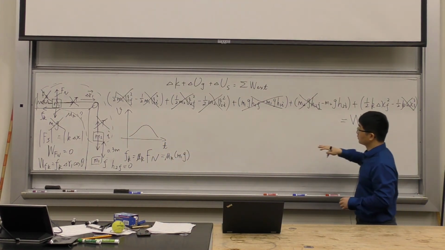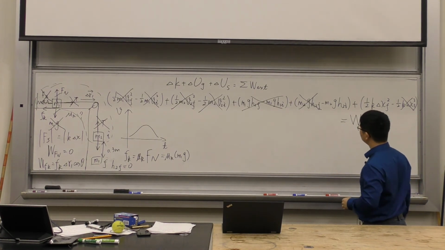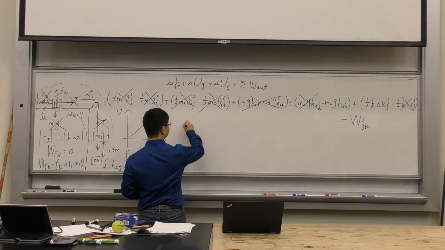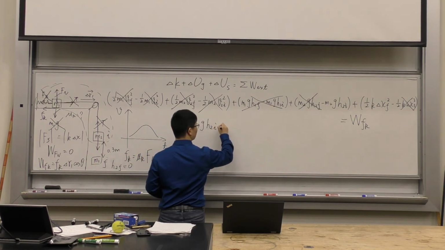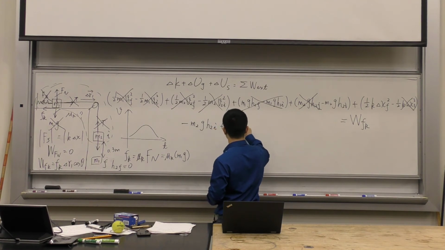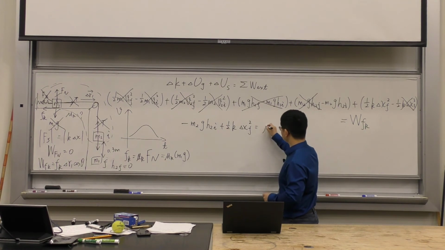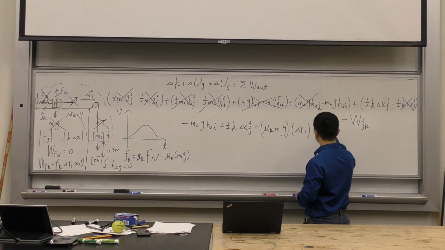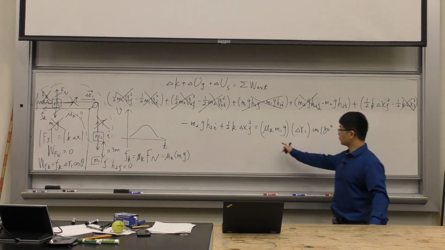Now let's put everything together. You see that we started with 10 terms on the left. We're left with only 2 terms, because we got 8 zeros. Now the work done by friction is going to be the force times the displacement times cosine 180. You see that you know all the numbers except for mu k.